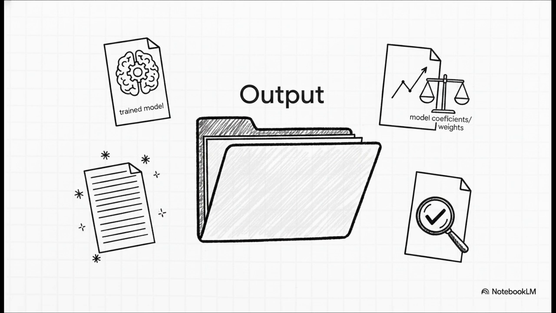You see, instead of just spitting out one single answer, the system generates 5 distinct, highly organized artifacts in that output folder. First, our messy raw data was transformed and saved as a filtered cleaned_data.csv. Then, the system outputted the actual brain of our operation, the trained model itself, saved as linear_regression_model.pkl.